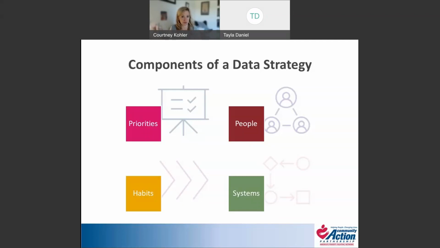So what systems do we have in place, whether it be databases or processes that help to provide the framework for this data strategy within the organization? And so these are the four things that you want to think about when you're designing a data strategy to make sure that it can work the most efficiently and effectively for your organization.